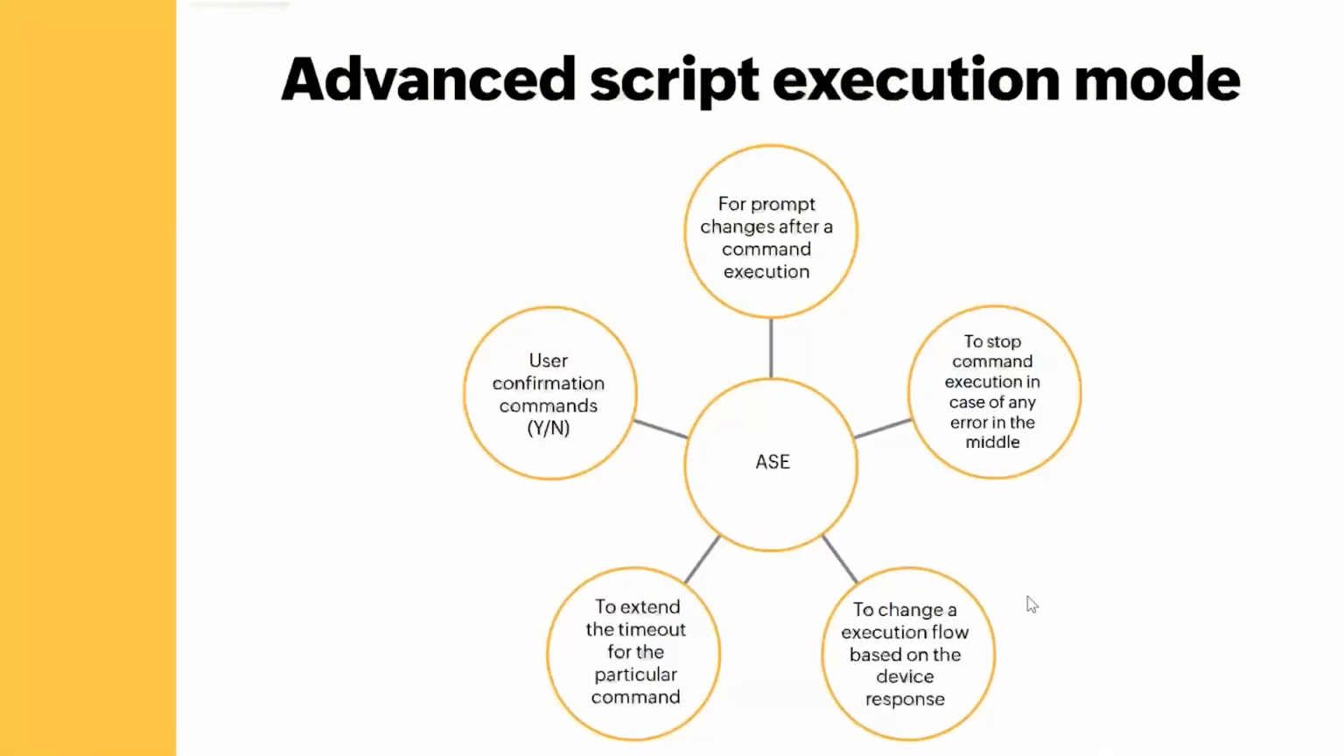So now we'll talk about the advanced script execution mode. This mode is used for specific scenarios, such as when prompt changes occur after a command execution, when user confirmation commands require a yes or no, when command execution should stop if there's an error midway, or when there's a need to change the execution flow. So essentially, advanced script execution mode is ideal for handling these more complex requirements.